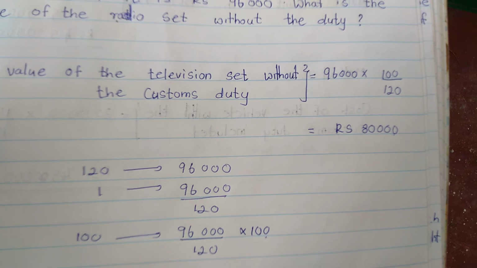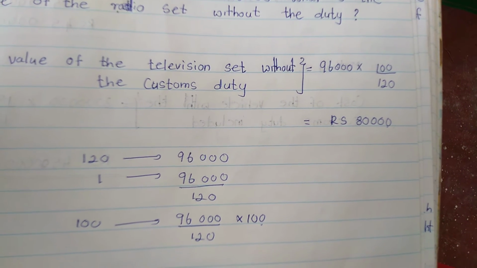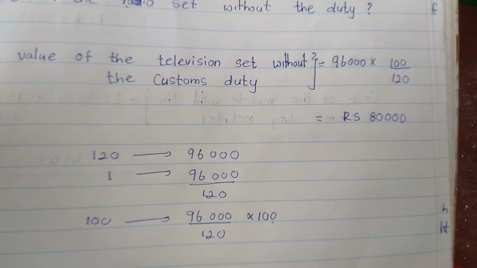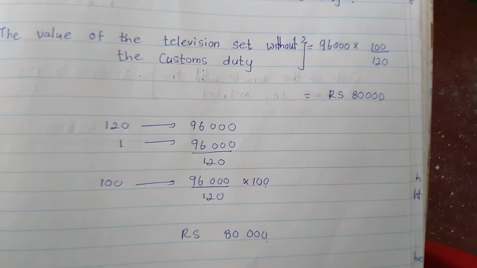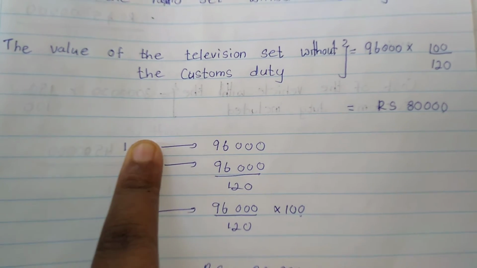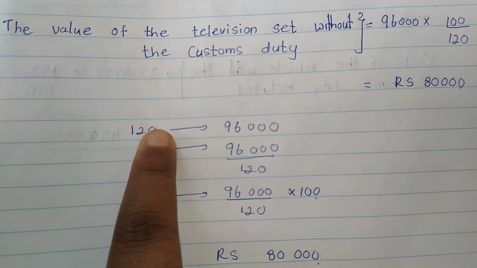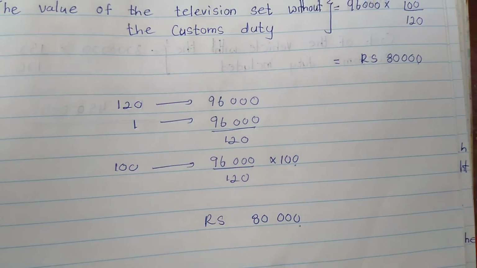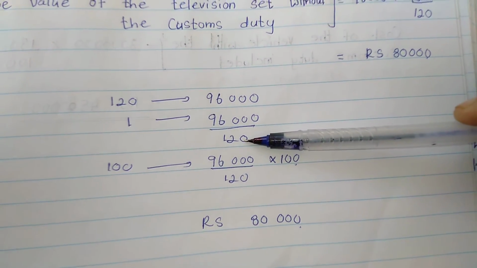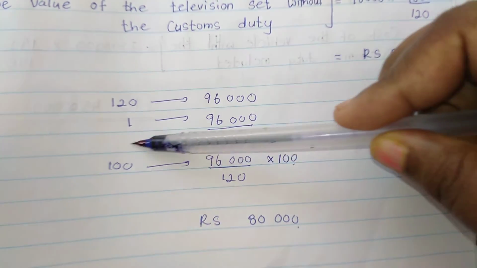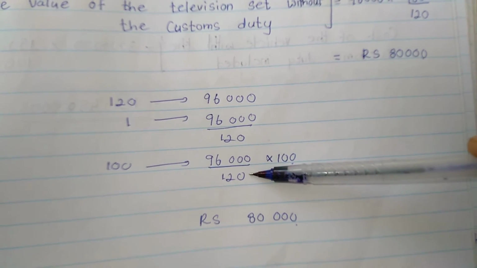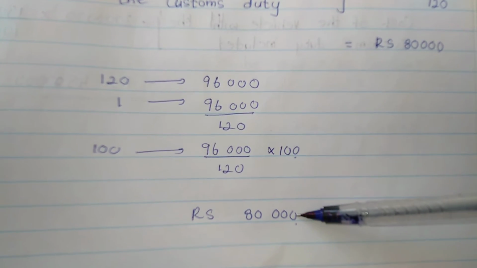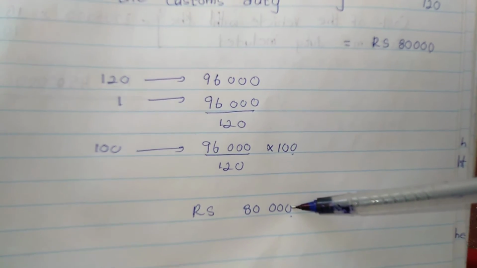Value of the radio set without the custom duty is 96,000 into 100 over 120. We can simply identify 120% means 96,000. 1% means 96,000 divided by 120. We want to find the 100% value, then 96,000 divided by 120 multiplied by 100. Then the answer is 80,000 rupees.